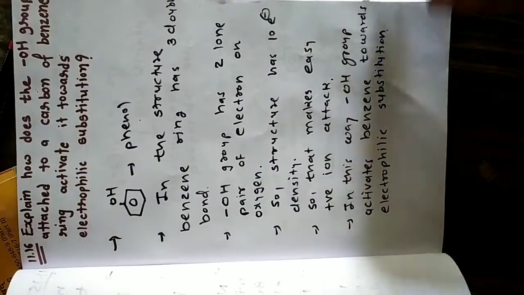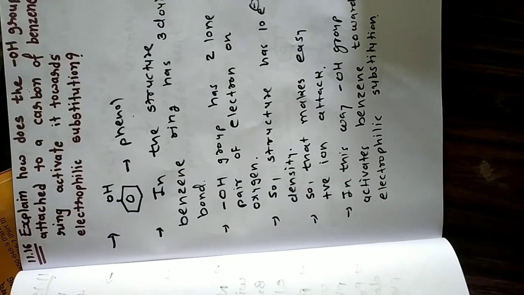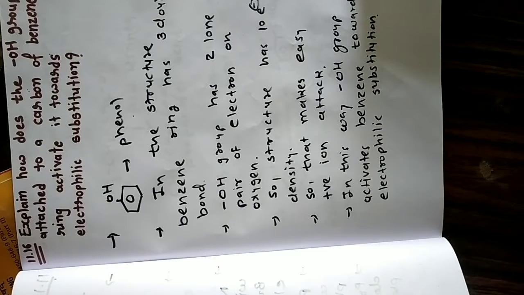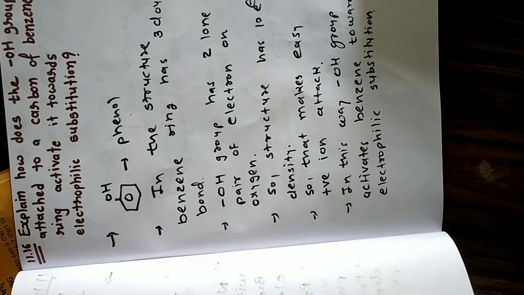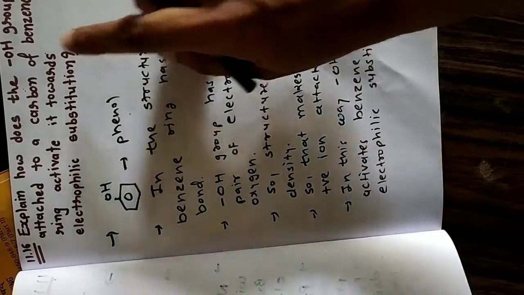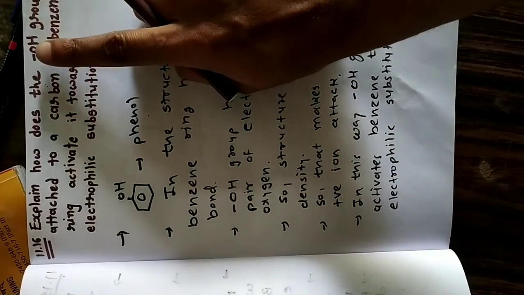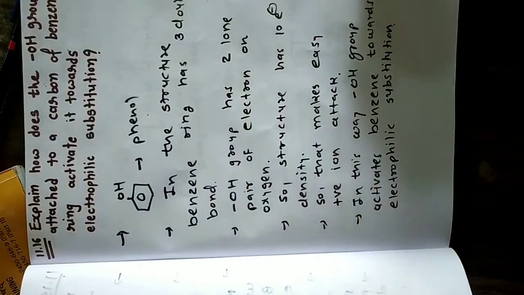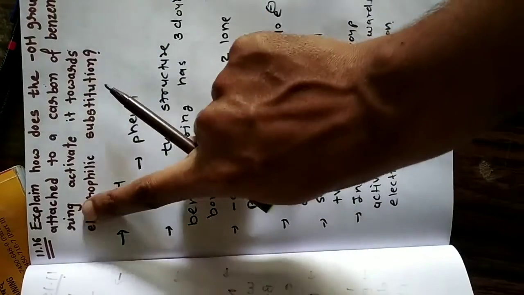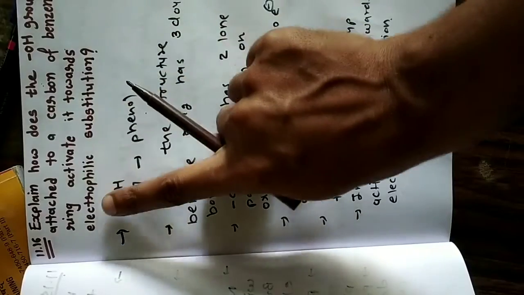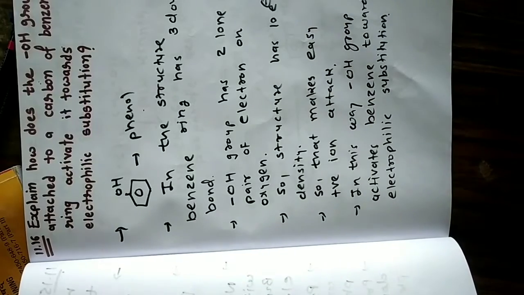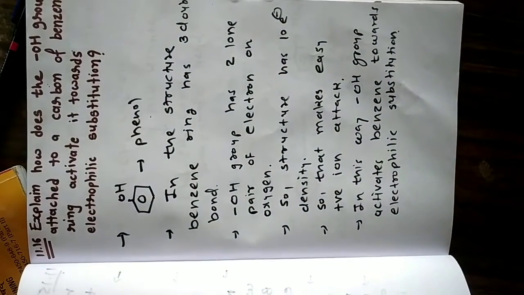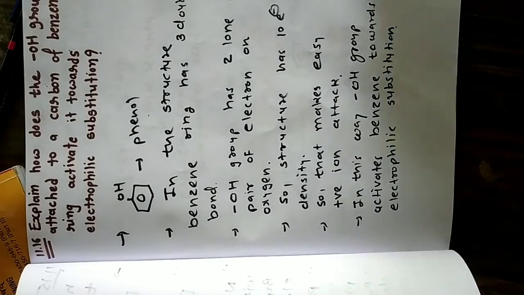The next question number 11.16. Explain how the OH group attached to a carbon of benzene ring activates it towards electrophilic substitution reaction. Okay. So what we have to do here? Here on benzene ring we have OH group, alcohol group, that activates benzene ring towards electrophilic substitution. Electrophilic substitution means positive ion will attack on benzene. Again, positive ion will attack on benzene.